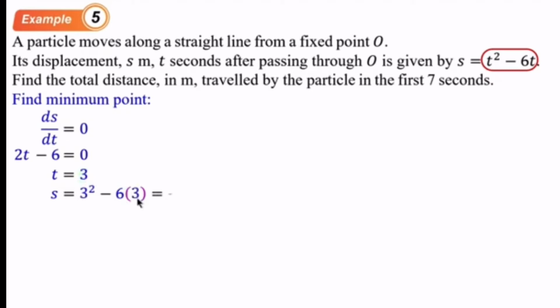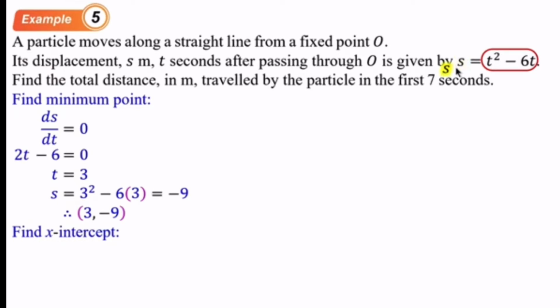So we want to know what the displacement of the particle is. We substitute t equal to 3 and we find the displacement is negative 9. It happened at t equal to 3 seconds. So (3, -9) is the minimum point. Then after that we need to find the x-intercept.